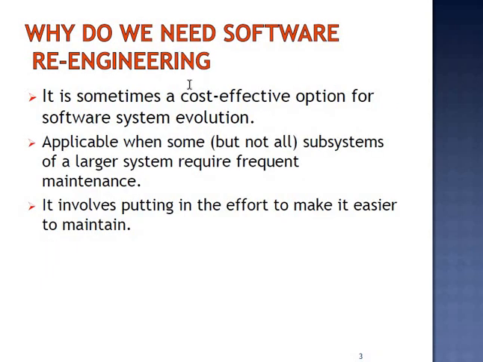So why do we need software re-engineering? It is sometimes a cost-effective option for software system evolution, applicable when some subsystem of a larger system requires frequent maintenance. Yes, as you know, the technologies are getting better and better. The speed, the performance, and the functionality increase. We want to add more functionality. So rather than adding functionality to the older version, it is cheaper to add it to the newer version. The newer version will be much faster because it has the new technology, Python and all that, right? We have taken the example of PHP and Python. This is where re-engineering is required, right?